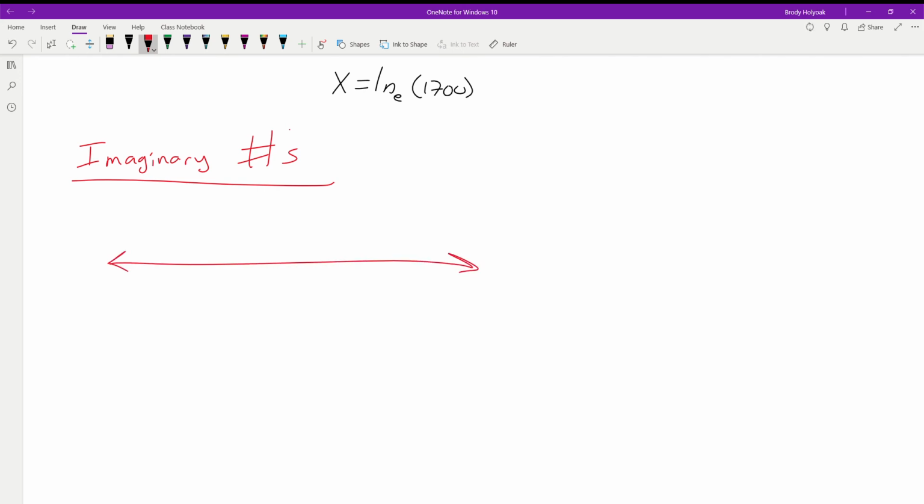It's looking at them on a number line, left to right. But now what we're doing is we're looking at numbers left and right. Now we're adding up and down to it. So when we start talking about this, now we're telling our calculator to start looking at one-dimensional numbers, to start looking at two-dimensional numbers. And by themselves, they can't do it.